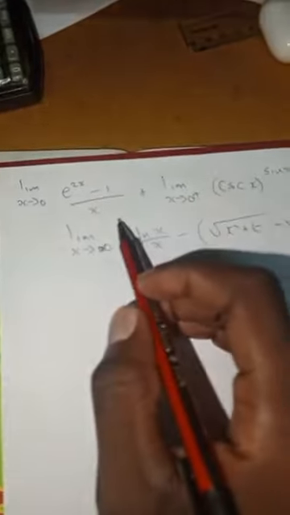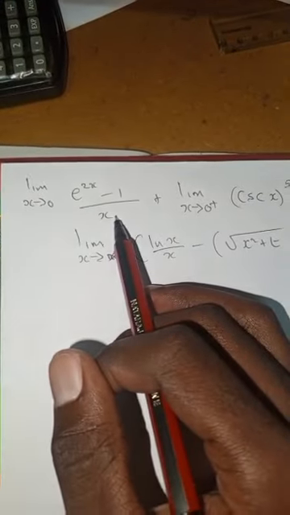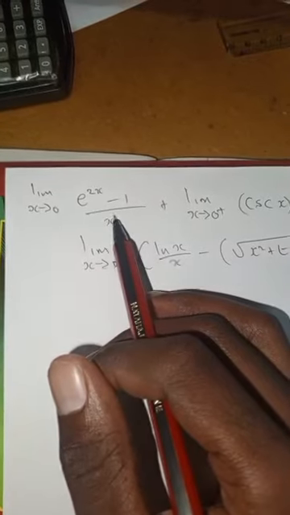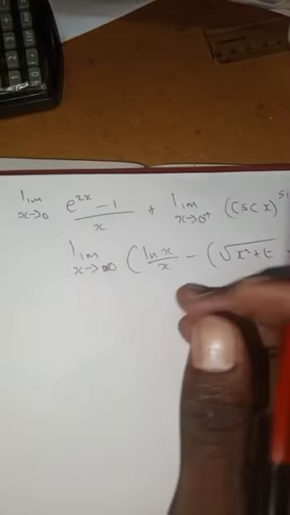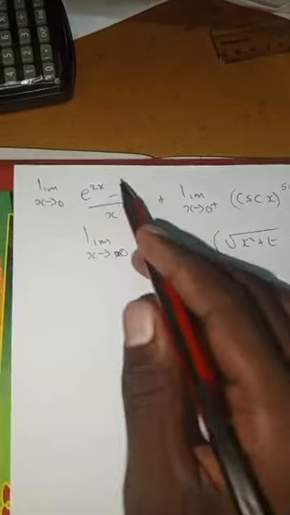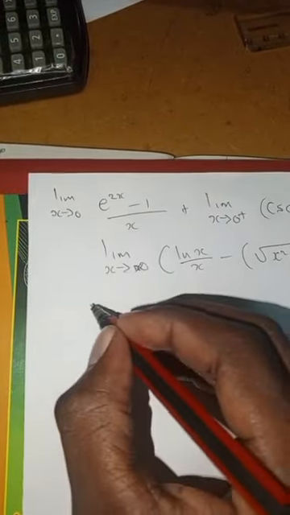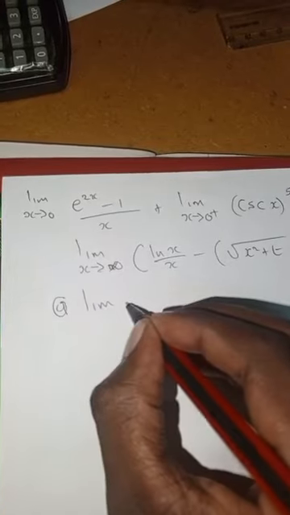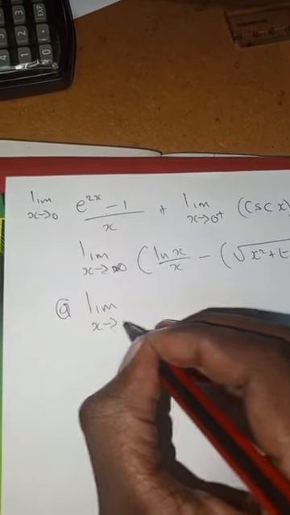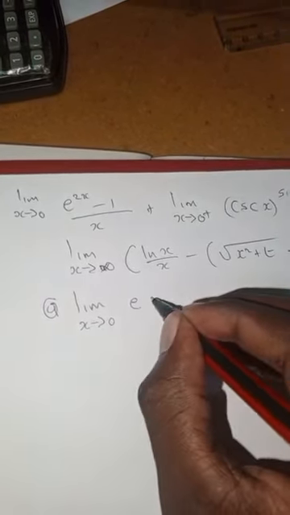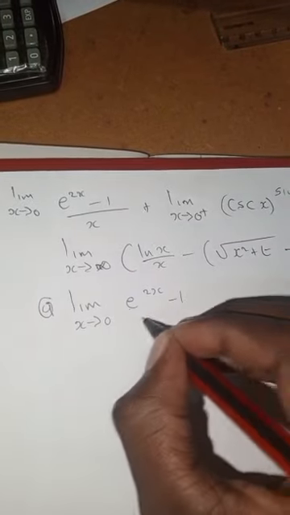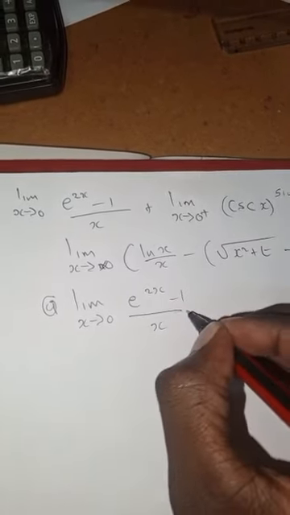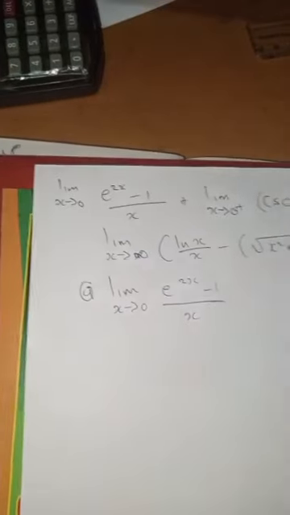I've always emphasized that whenever you're faced with such a question which has 3 parts, the best thing is to break it into 3 parts. So you can take this part as our a. Let a be the limit as x approaches 0 of (e^(2x) minus 1) over x. That's how best we're going to handle this question.